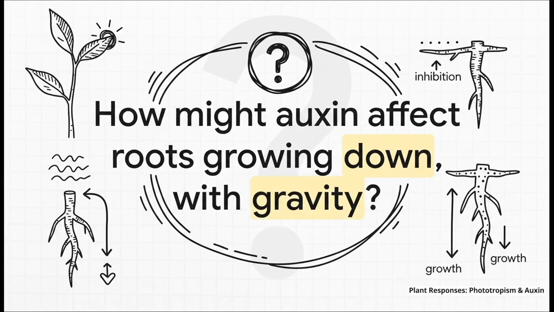But here's a final thought to chew on. We've seen that in shoots, more auxin means more growth. But what about roots? They respond to gravity and grow down. How do you think that very same hormone auxin could cause the complete opposite effect in the roots? That's the next piece of this incredible puzzle.